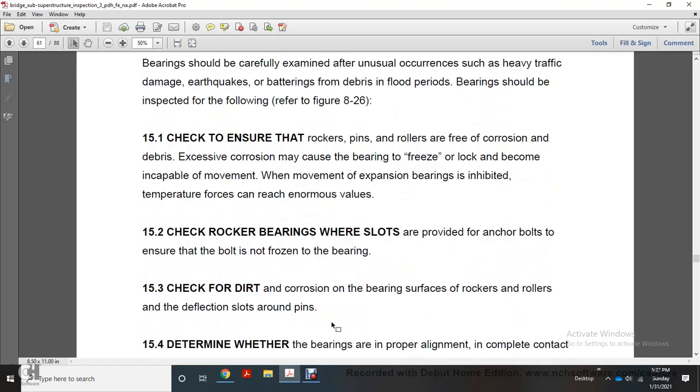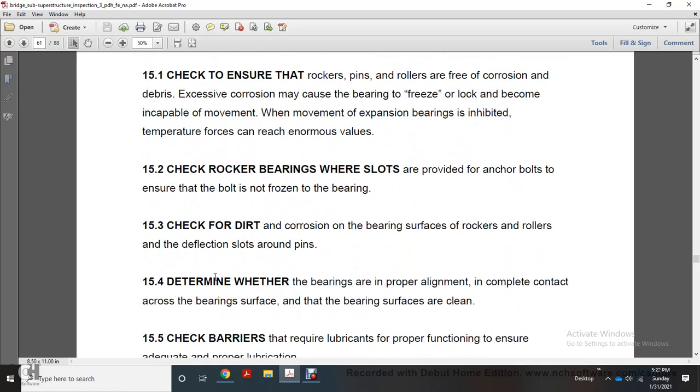Check the rocker bearings where slots are provided with anchor bolts to ensure that the bolts are not frozen. Check the bearing for dirt and corrosion on the bearing surface, the rocker and roller, and the deflection slots around the pins.